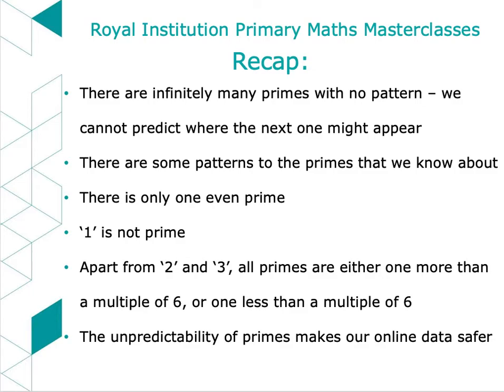So to recap our session, there are infinitely many primes with no pattern. We cannot predict where the next one might appear. There are some patterns to primes that we know about. There's only one even prime number. 1 is not prime. And apart from 2 and 3, all prime numbers are either 1 more than a multiple of 6 or 1 less than a multiple of 6. The unpredictability of primes makes our online data safer.